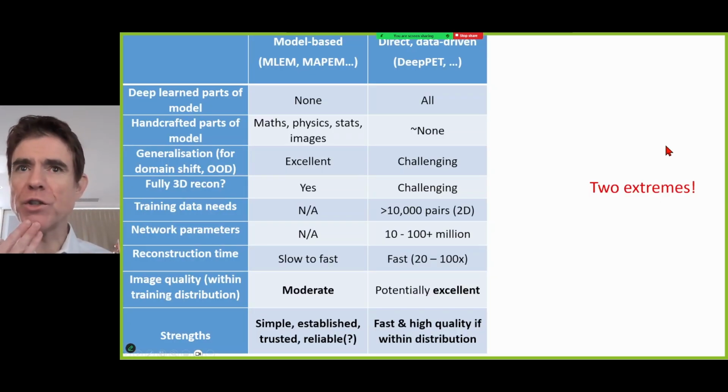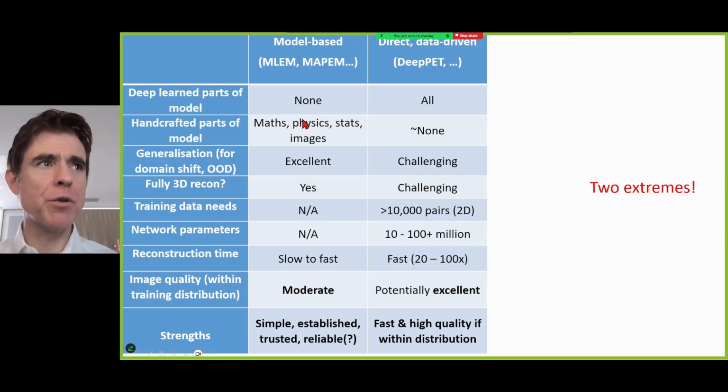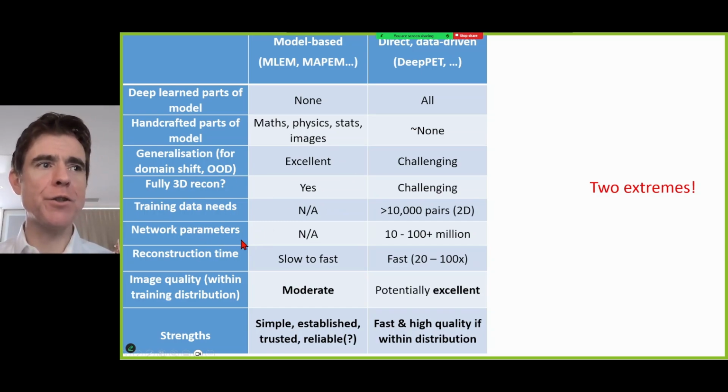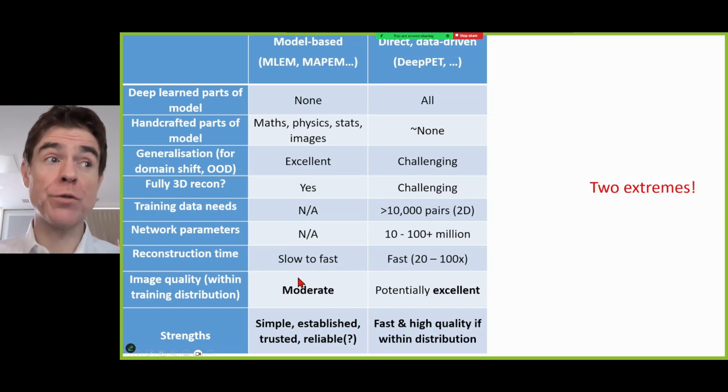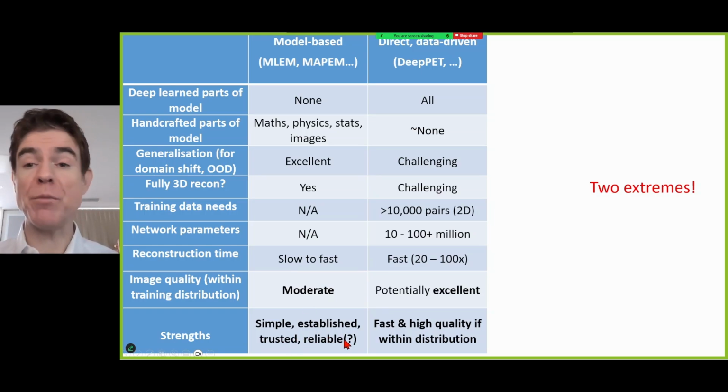Okay, so let's try and summarize roughly where we've got to so far then. These are the model-based reconstruction methods. We could look at them in terms of any deep learning, any so-called handcrafted components. Those are the bits that are just based on our knowledge, our thinking about the reconstruction problem. And so model-based methods don't have any deep learning. They use our knowledge of physics, stats, maths, and so on. We know that they're good at generalization outside distribution because they've not relied on training data. They can do 3D reconstruction, no training data, no network. They can be slow to fast: reconstruction, filtered back projection, or MAP-EM, takes a long time. Image quality, not bad. They're simple, established, trusted, and seemingly reliable.